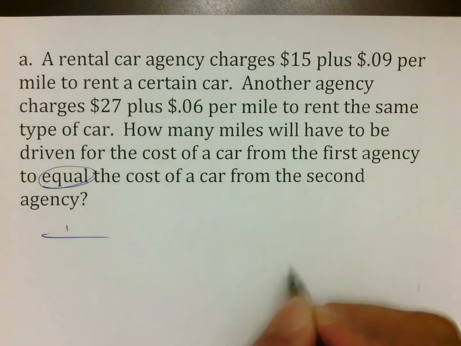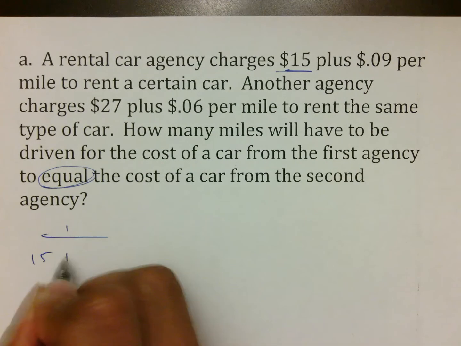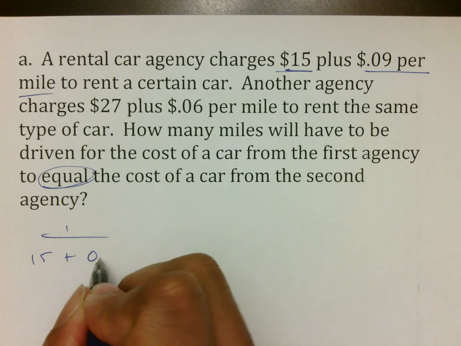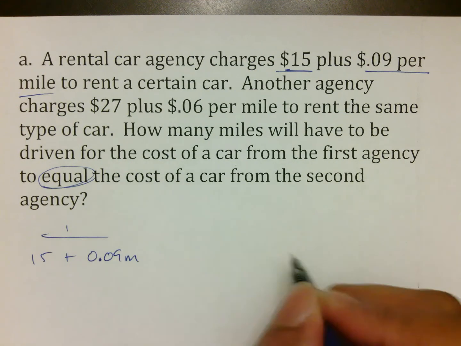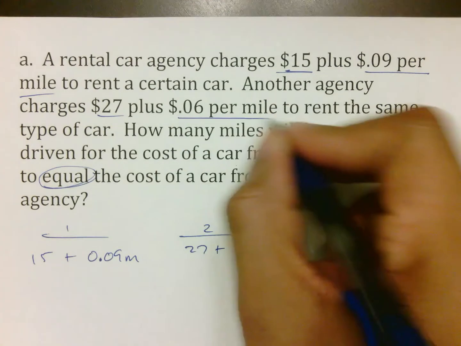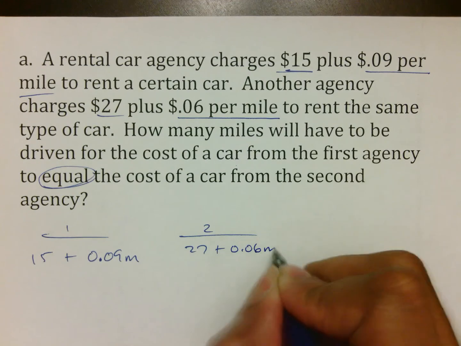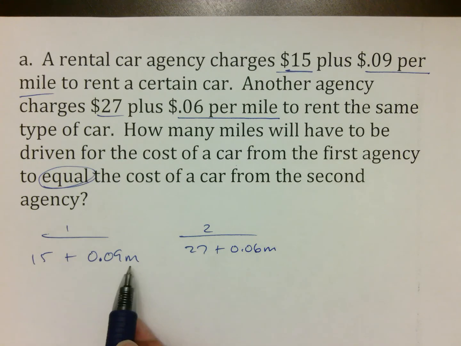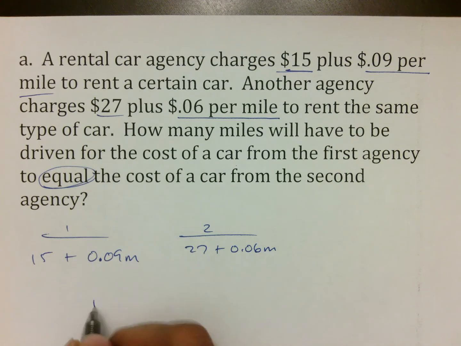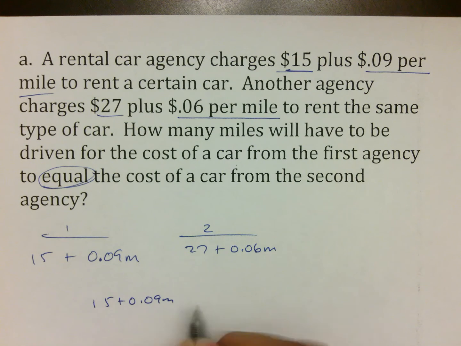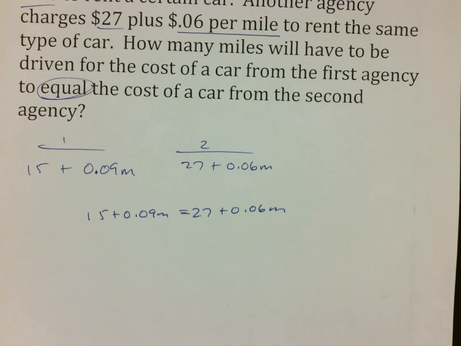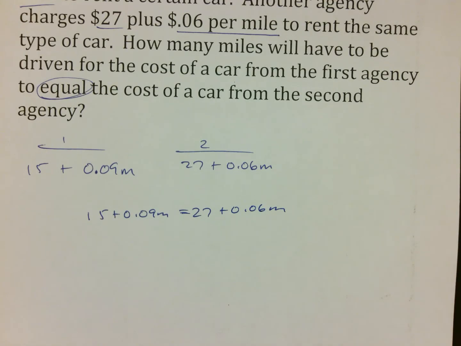So what we'll do is we'll look at agency 1, which charges $15 plus 9 cents per mile. Again, here's your word per, which means multiply, so it should be 0.09 M. Company number 2 charges $27 first plus 0.06 per mile, so 0.06 M. Again, company 1 is $15 plus 9 cents a mile. Company 2 is $27 plus 6 cents per mile, and you want them to be equal. So what we put is 15 plus 0.09 M equals 27 plus 0.06 M, and there is our equation. Once you get that far, everything else takes care of itself.